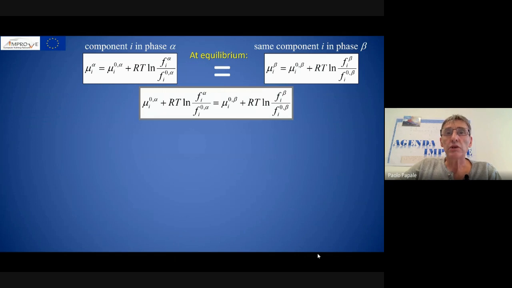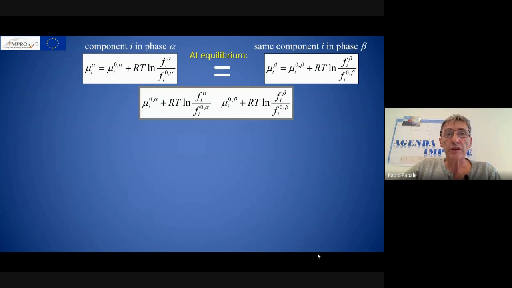Now, for the two reference states, both referred to component I, but one related to phase alpha, the other one related to phase beta, we have only two options. Either they relate to the same state, or they do not relate to the same state, but still they relate to states at the same temperature. In fact, both standard states must be at system temperature, as I have stressed repeatedly.